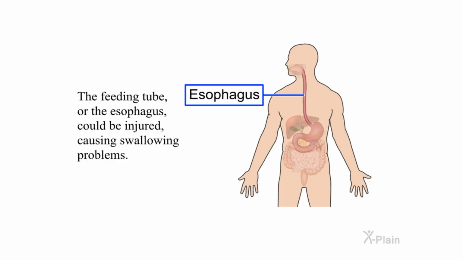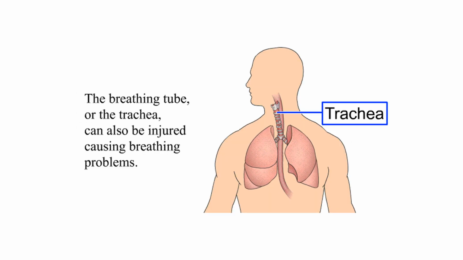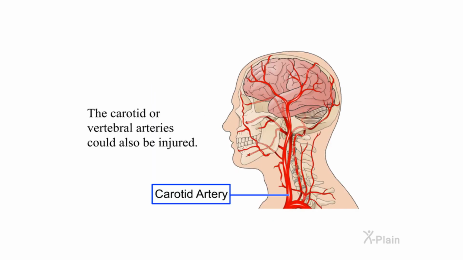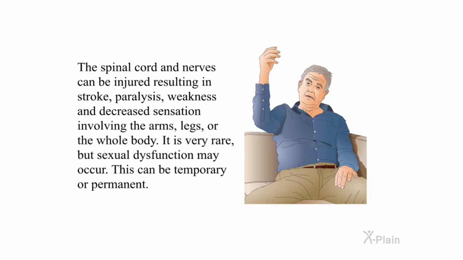The feeding tube or the esophagus could be injured, causing swallowing problems. The breathing tube or the trachea can also be injured, causing breathing problems. The vocal cords could be injured, causing hoarseness of the voice. The carotid or vertebral arteries could also be injured. The spinal cord and nerves can be injured, resulting in stroke, paralysis, weakness, and decreased sensation involving the arms, legs, or the whole body. It is very rare, but sexual dysfunction may occur. This can be temporary or permanent.